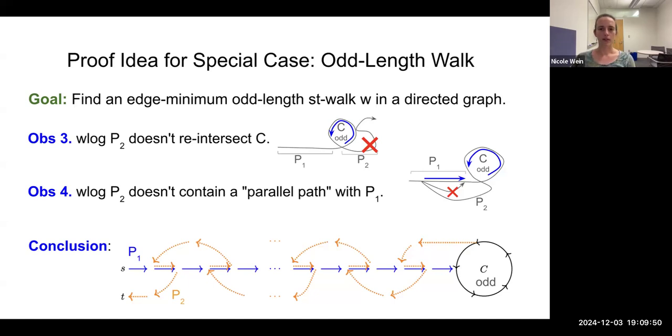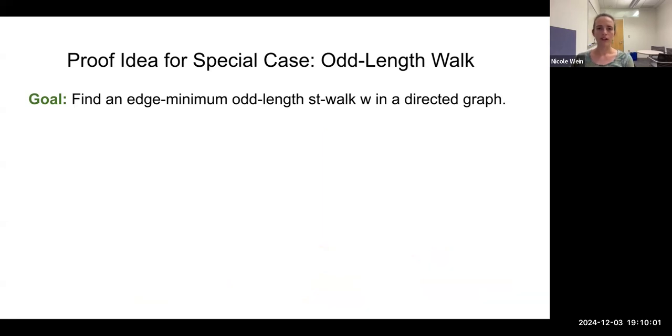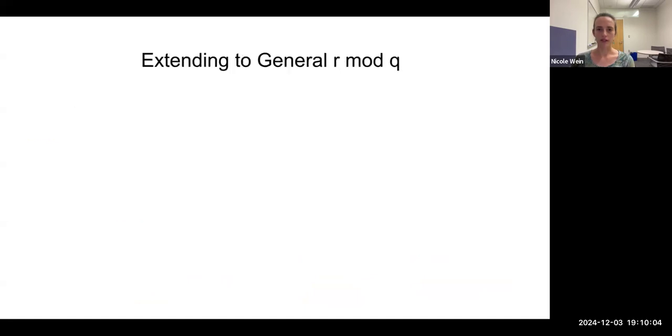Okay. So that's the idea of the proof for the odd length case, which turns out to be relatively simple. The real issue here is extending to general length paths or walks. So what we would like to do is extend to general R mod Q. That is to say, we want the length of our walk to be R mod Q instead of just being odd. And let me say a few things about a few issues that come up when you try to do this.